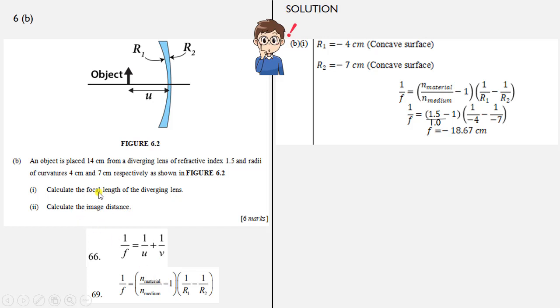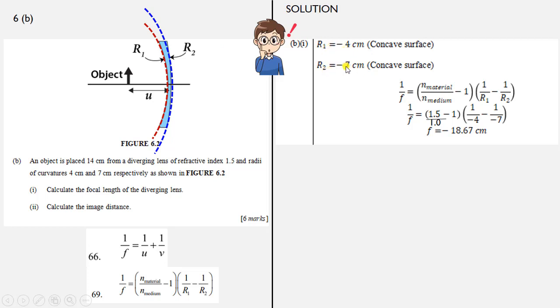In order to find the focal length of the diverging lens, we are going to use equation 69, the Lens-Maker equation. Anyhow, how am I going to determine that my R1 is 4 cm and my R2 is 7 cm? So we refer to the curvature of the surfaces given in the figure. We can see very obviously the radius of curvature for the first surface is smaller than the radius of curvature for the second surface. That's why our R1 will be 4 cm, our R2 is 7 cm.